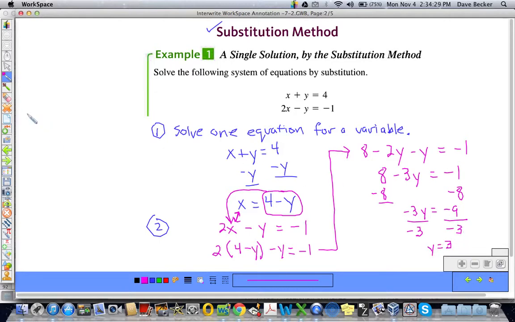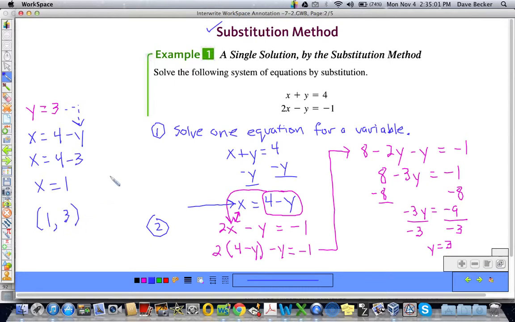Okay, so I got to move over here. Sorry for all the moving around. I have y equals +3. How do I find x? Well, right here, I'll rewrite it, x equals 4 minus y. So now I'll use substitution again. Replace y with 3, and I get x equals 4 minus 3, or x equals 1. So the solution is the ordered pair, x equals 1, y equals 3.